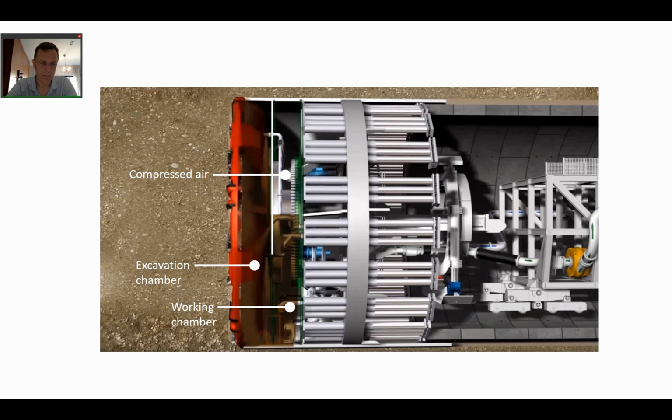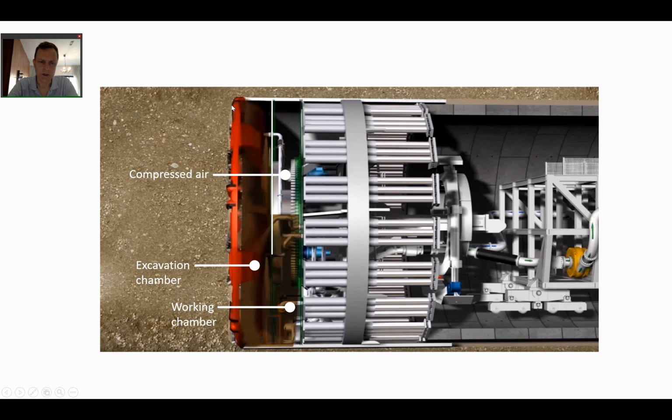of this slurry, and the working chamber is partly full, and then there's this wall here, and the upper part here contains compressed air. So basically, by compressing the air in this upper part here, you can control the fluid pressure, which acts on the tunnel face. You can't really see that here, but it does.